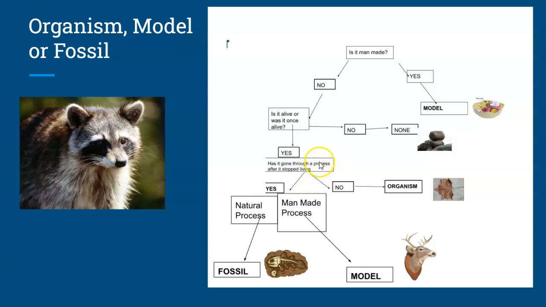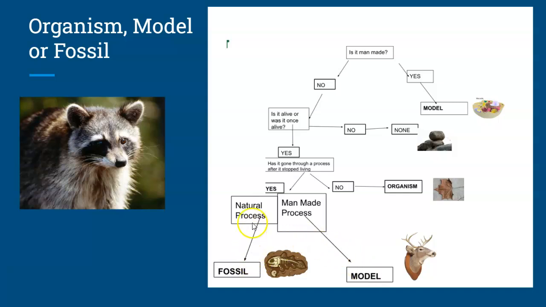Okay? If it has gone through a process, remember back to our living things unit where we talked about things that have gone through a process, like paper from trees. Paper is not considered an organism because it's gone through a man-made process. Same with the wallet out of leather. So here's the thing about has it gone through a process. If it's gone through a man-made process, it's a model. It's no longer an organism.